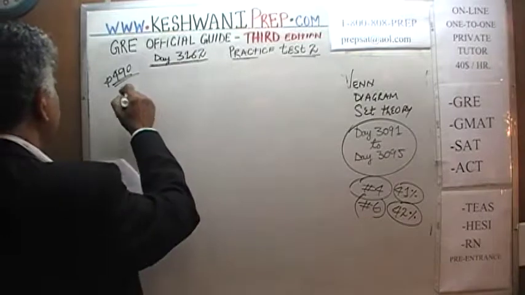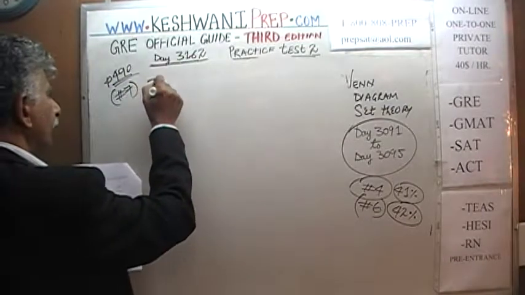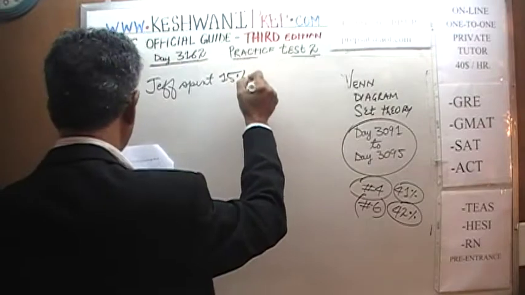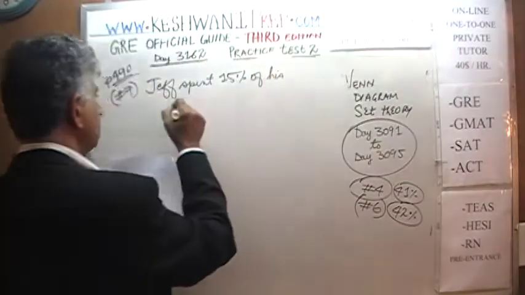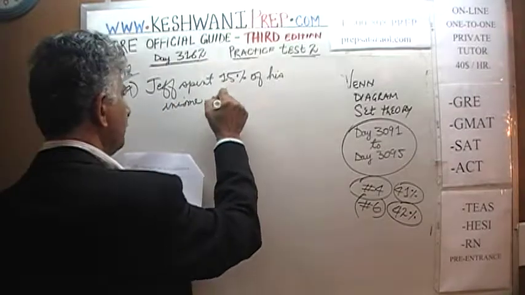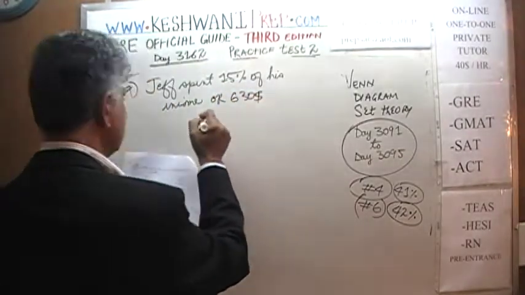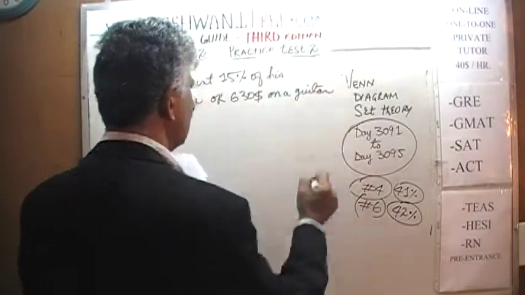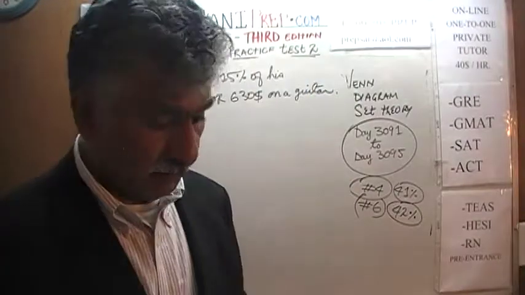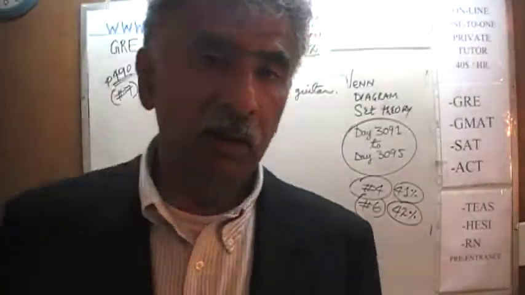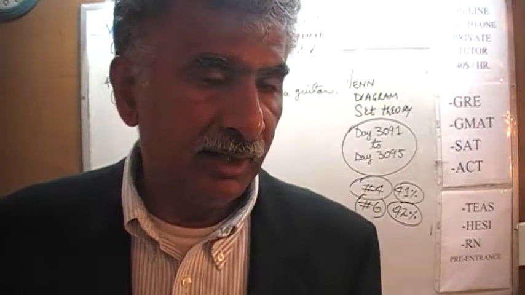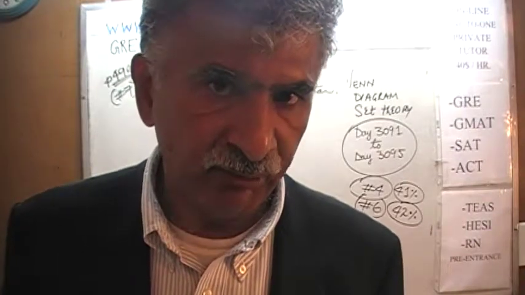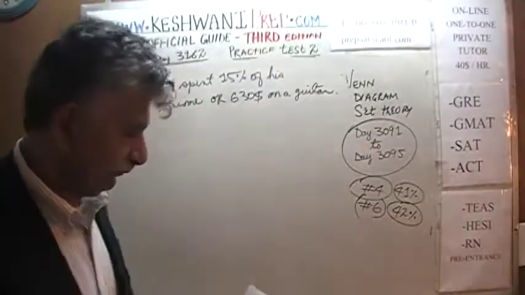Number 7, we are told that Jeff spent 15% of his income, which happens to be $630, on a guitar. He wanted to buy a guitar. One month he decided to go ahead and buy one, and whatever his monthly income was that month, he realized that he had spent 15% of his income on the guitar, and the guitar happened to cost $630. In other words, $630 represents 15% of his income. With me?